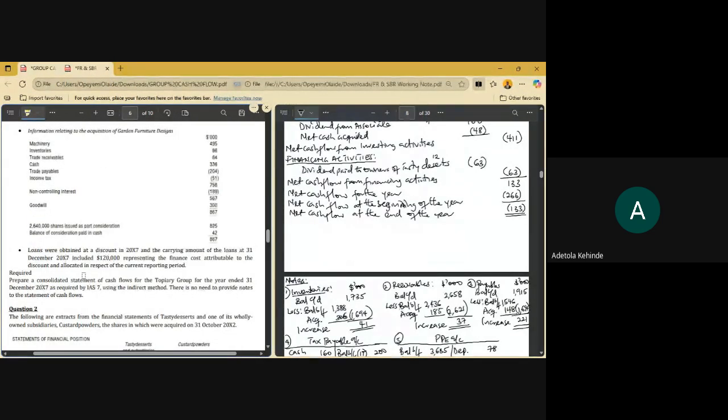Okay. Loans were obtained at a discount in 20x7, and the current amount of the loans at 31st December 20x7 included $120,000, representing the finance cost attributable to the discount and allocated in respect of the reporting period. Required: the consolidated statement of cash flow for the Topiary Group for the year ended 31st December 20x7 as required by IAS 7 using the indirect method. There is no need to provide notes to the statement of cash flow.